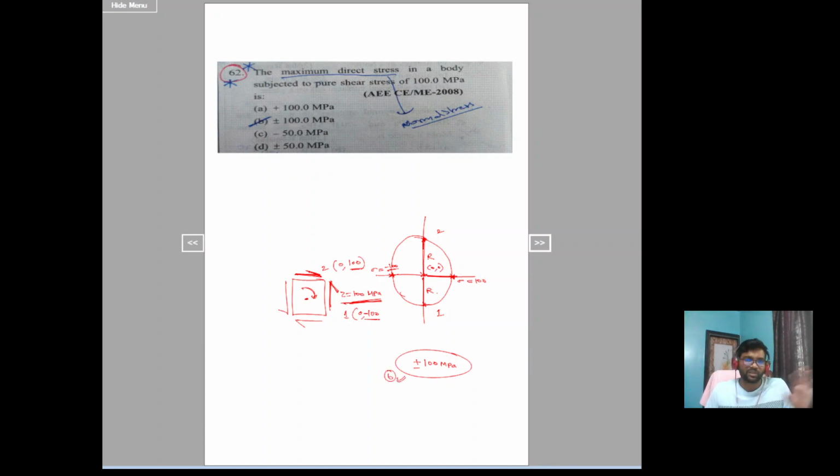Okay, so he is saying maximum direct stress. He is not directly asking to calculate maximum principal stress. He is saying maximum direct stress. Direct stress in the sense normal stress. What is the maximum normal stress in the stress element? It will be major principal stress. Here major principal stress and minor principal stress are equal in magnitude. So you have to consider both.